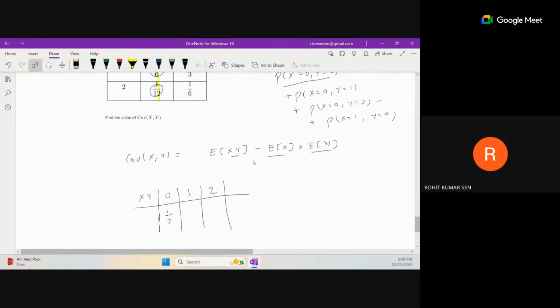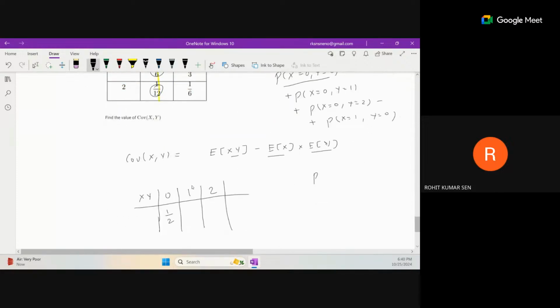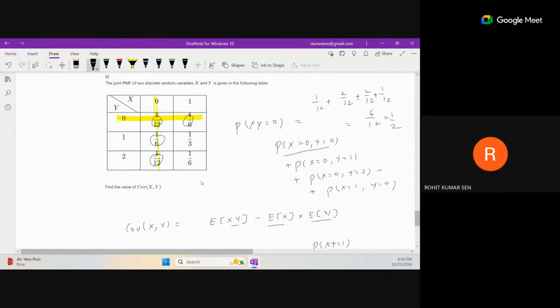Right? And what is the probability of xy equal to 1? That is only possible when my x is equal to 1 and my y is equal to 1.